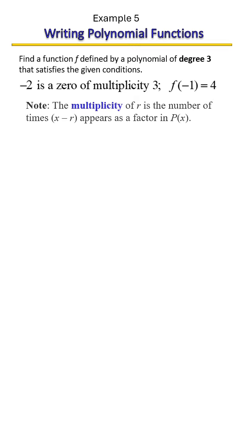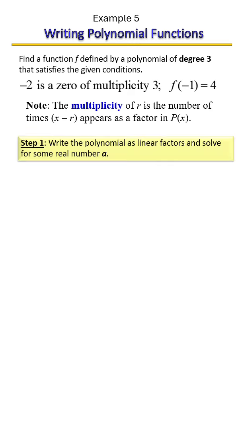So when you see that term multiplicity, it simply tells you how many times that particular zero occurs. So this zero of -2, it occurs 3 times, multiplicity 3. So basically when you write it in linear factor form, it's going to be x plus 2 with a little 3 as its exponent on the outside, meaning that it occurs 3 times. So it's going to look like so.